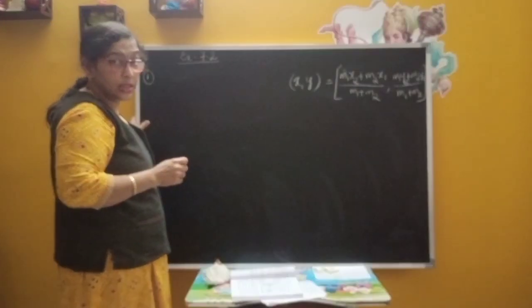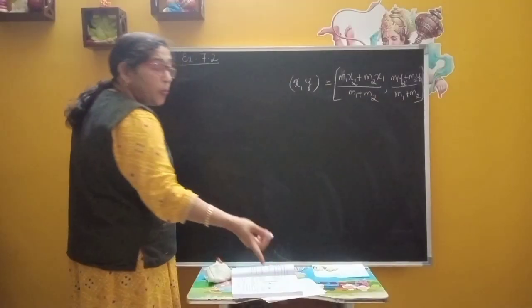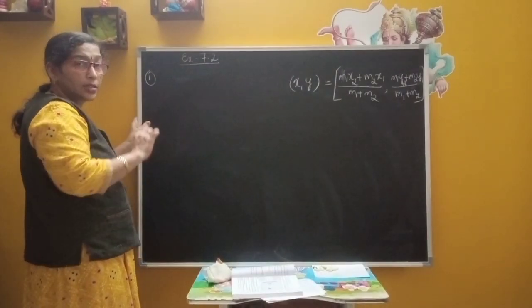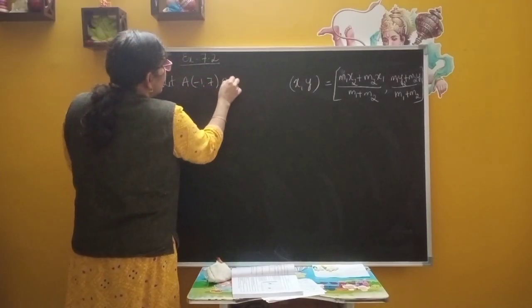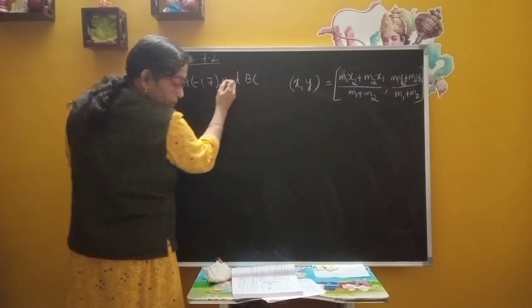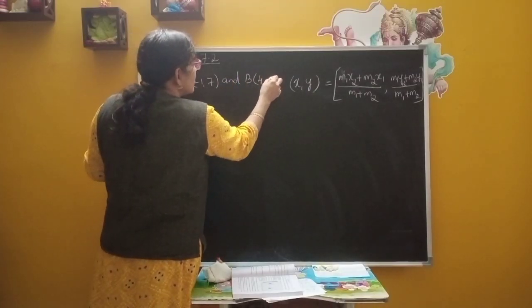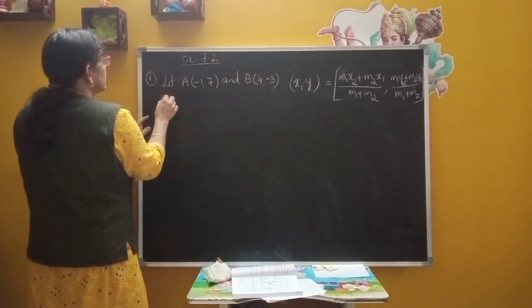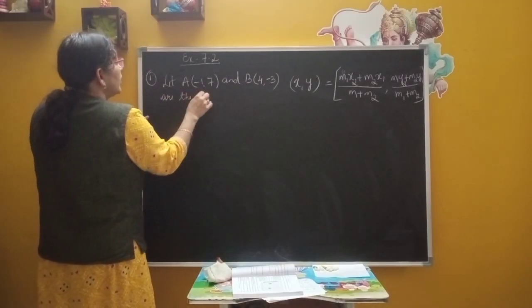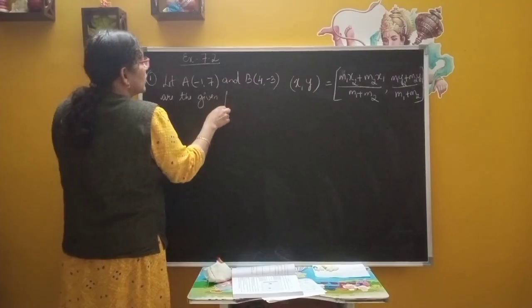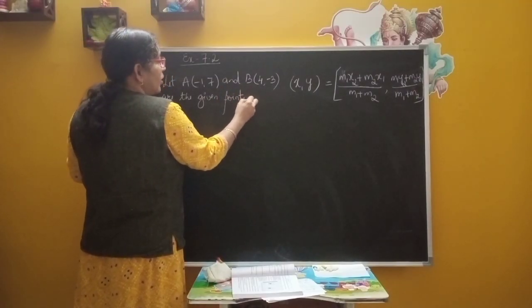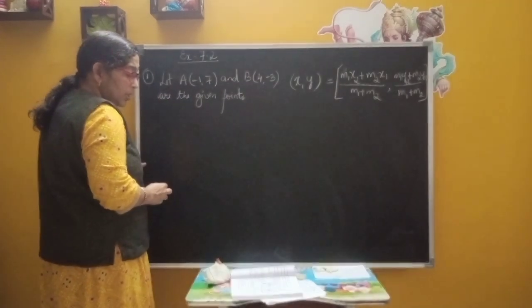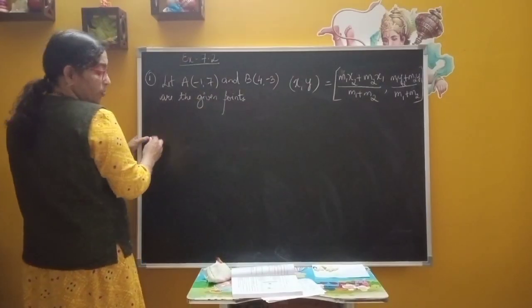So what are given in this problem? Okay, in this problem, yes, 2 points are given. So let us take them as A and B. So let A be minus 1, 7 and B be 4, minus 3 are the given points. Given points means if we join them, we get a line or line segment. Okay, so here the ratio is 2 is to 3.